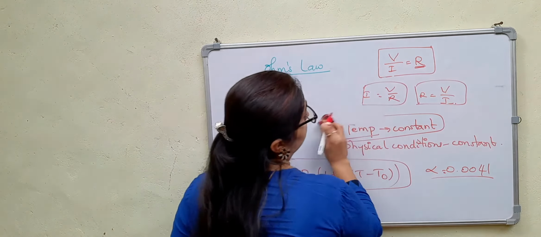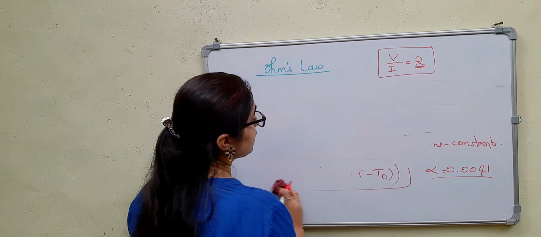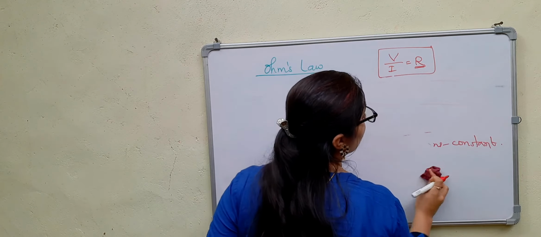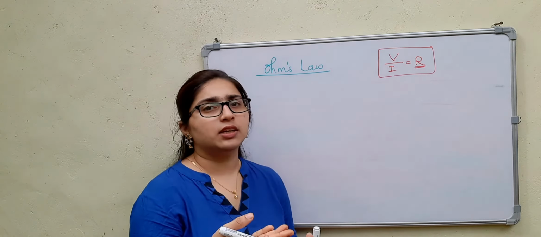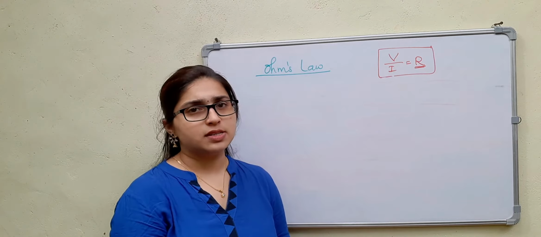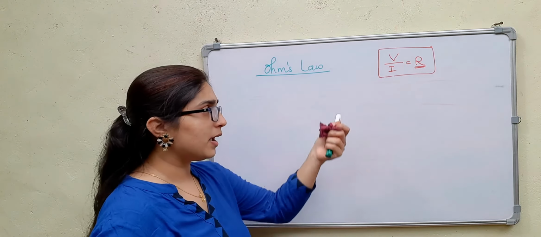Then we will consider physical conditions. Physical conditions means length. What happens if the length of the conductor increases? When the length of the conductor increases, the resistance also starts to increase. So that will again be affecting the V by I ratio.